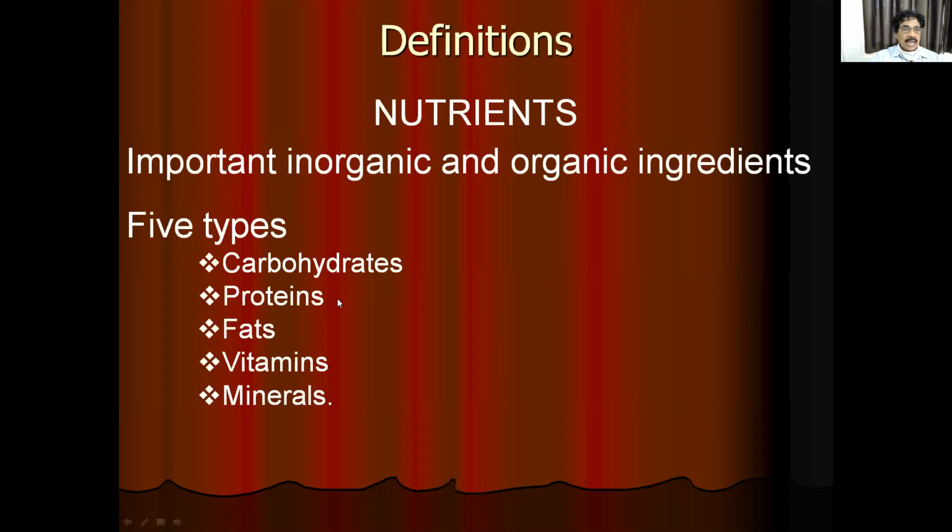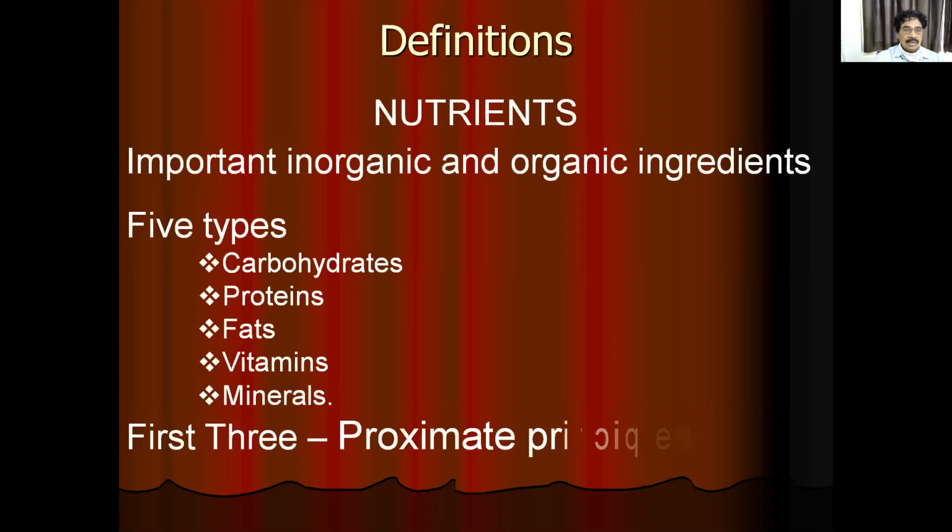Carbohydrates give you energy. Proteins give you partly some energy, but they are more useful for building the body. Then fats are a concentrated energy. Vitamins give you protection, minerals give you protection. The food you take should contain all these 5 types of nutrients. If you are not taking all 5 types of nutrients, you are at risk of getting into a deficiency status. The first 3, carbohydrates, proteins, and fats, are known as proximate.